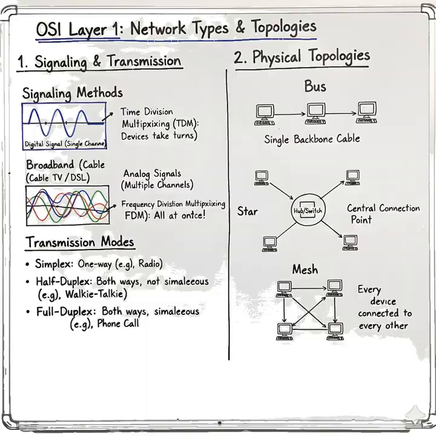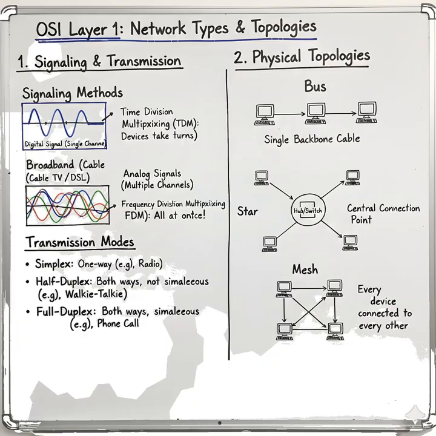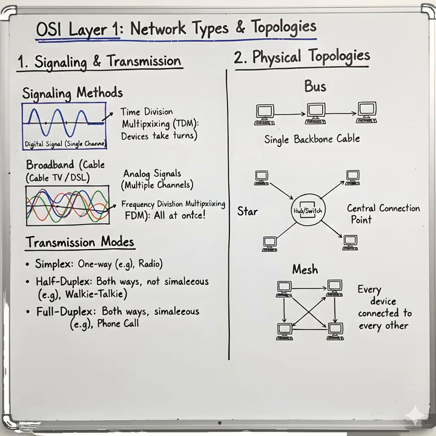3. Physical topologies. Layer 1 also defines the physical shape of the network. Bus. All devices share a single backbone cable. Star. Every device connects to a central hub or switch. Mesh. Every device connects to every other device, highly redundant.